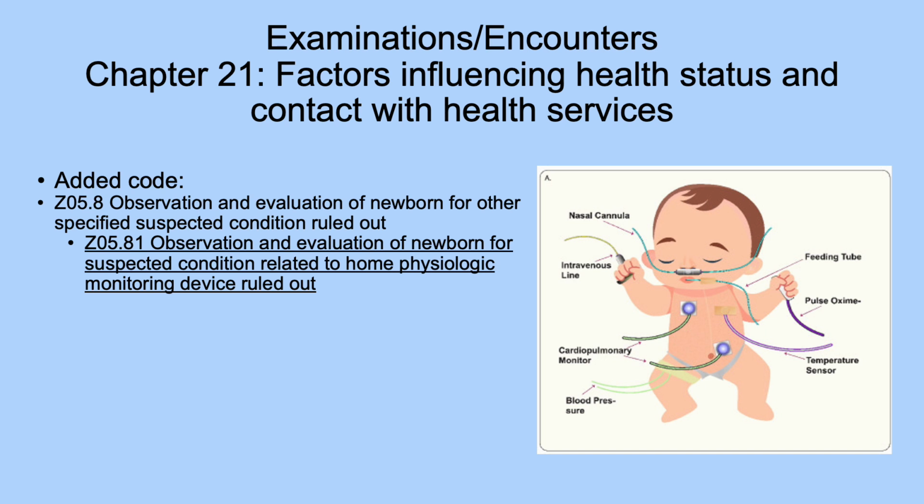So also in Chapter 21, they added a new code. I thought this was interesting. Z05.81, observation and evaluation of newborn for specific suspected conditions ruled out. Z05.81 is observation and evaluation for suspected conditions related to home physiologic monitoring device. So monitoring devices include pulse oximeter, cardiopulmonary monitors, that kind of thing. So these are conditions where they thought it caused a problem, but fortunately, it's been ruled out.